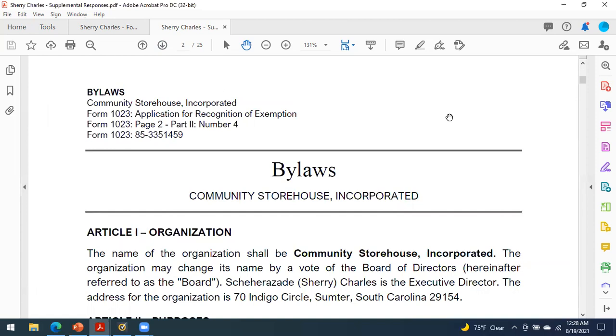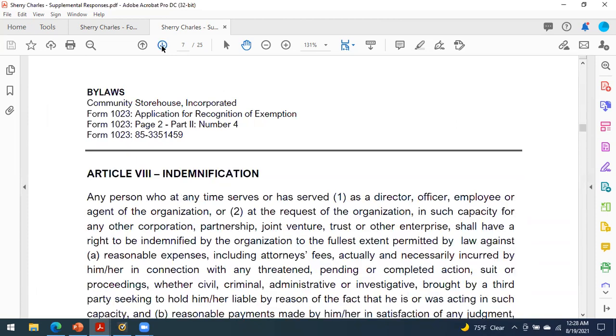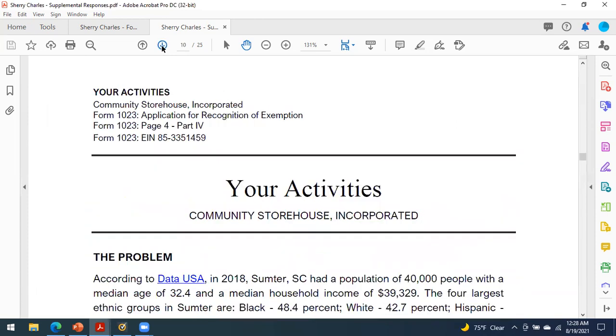The second supplemental response is the bylaws document. This document is required to show that you have bylaws that you plan to use to govern your nonprofit organization. So that's the second supplemental response.